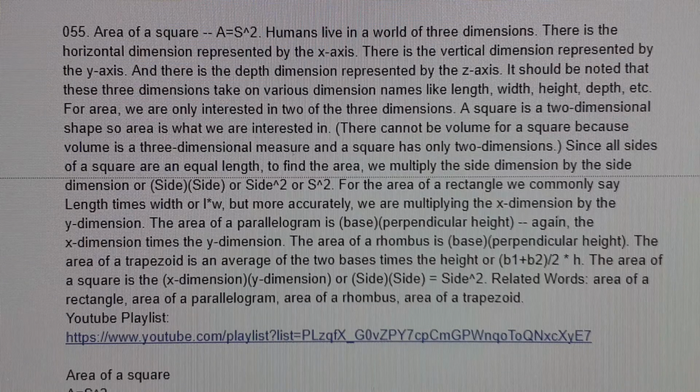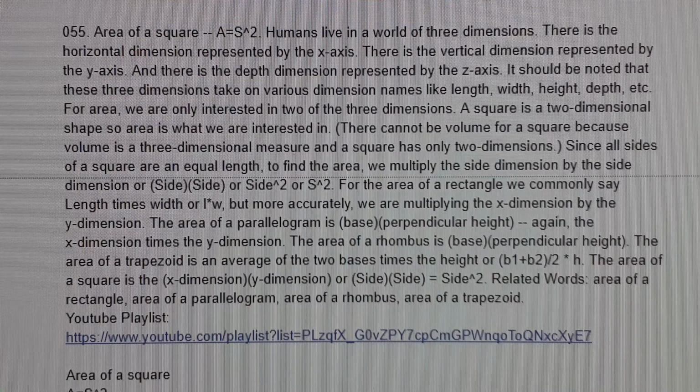Area of a square. A equals s to the power 2. Humans live in a world of 3 dimensions. There is the horizontal dimension represented by the x-axis. There is the vertical dimension represented by the y-axis. And there is the depth dimension represented by the z-axis. It should be noted that these 3 dimensions take on various dimension names, like length, width, height, depth, etc.